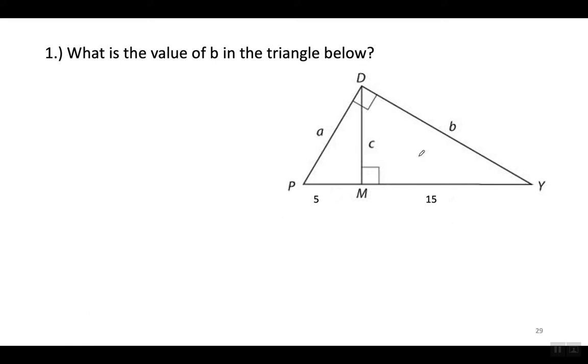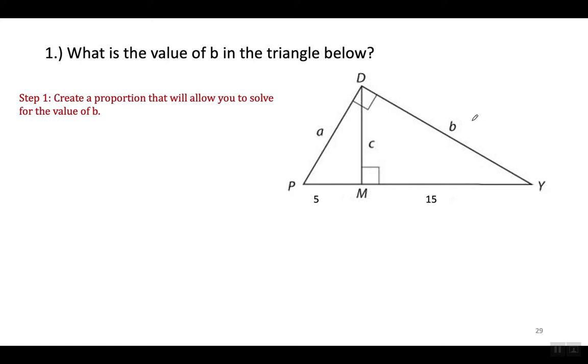So if we look at this triangle here, this triangle consists of 3 triangles. We have the small triangle on the left, the bigger triangle on the right, and the big triangle that encompasses the smaller 2 triangles. They want us to find out what is the value of B. Now, in order to find the value of B, we're going to have to create a proportion.